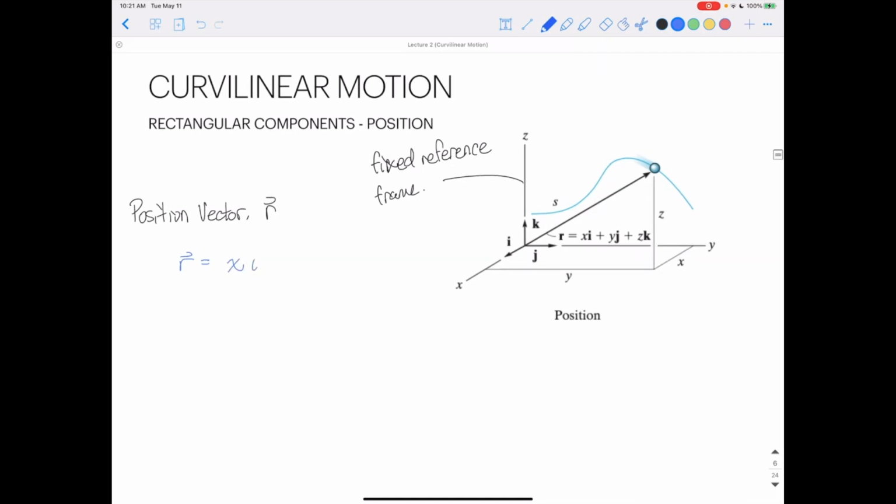distance in x times our x direction unit vector. So we'll call that i hat, which is a unit vector in the x direction, plus our y component times our unit vector in the y direction, plus our z component times our unit vector in the z direction. So i, j, k, these are unit vectors in the x, y, and z directions.